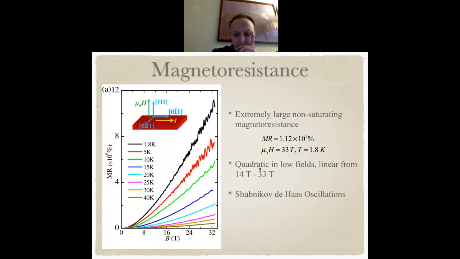So the magnetoresistance is quadratic in the low fields, which is expected from Lorentzian magnetoresistance. And then above 14 Tesla, a linear dependence starts to appear, which has also been found in a lot of these Dirac and Weyl semimetals. I don't think there's any theory for that yet, though, that I've seen. Oh, and we see these squiggles, which are Shubnikov-de Haas oscillations, which are actually very useful in characterizing a topological material.